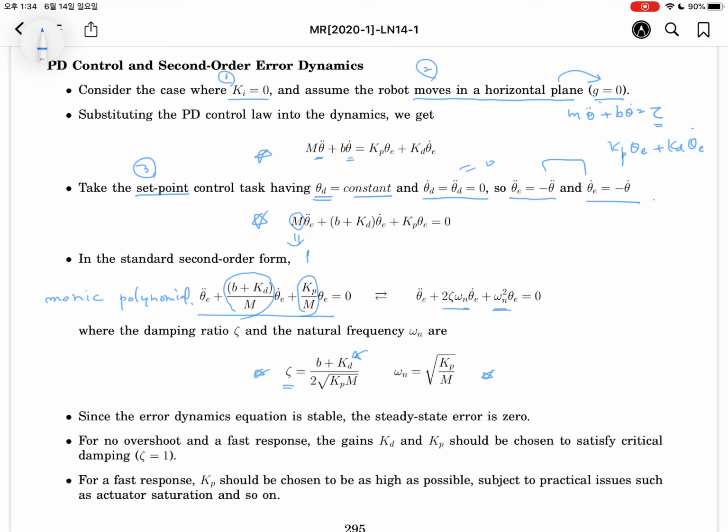Let's assume that we will choose critical damping. That means zeta will be 1. So we have one constraint equation. So once Kd or Kp is determined, the remaining one will be automatically determined, because we use critical damping.